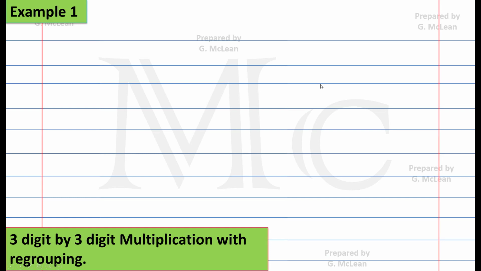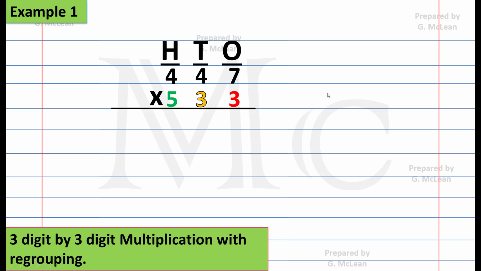So let's take it up a notch. 3-digit by 3-digit with regrouping. Sounds hard, doesn't it? No. Once you know the steps from down below, from 1 digit to 2 digits, use the same rule. And then you will rule this sum. You're going to rule, yeah.